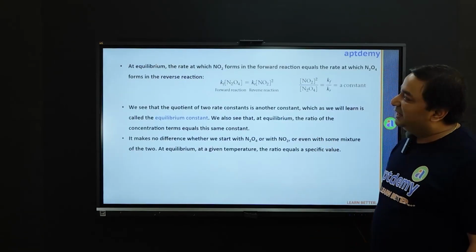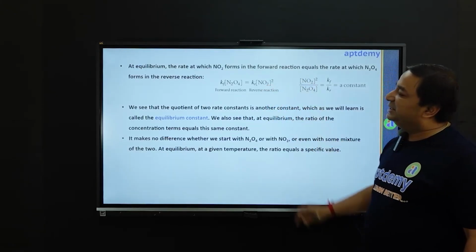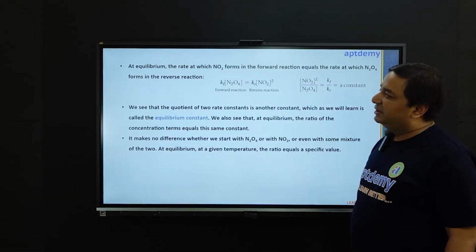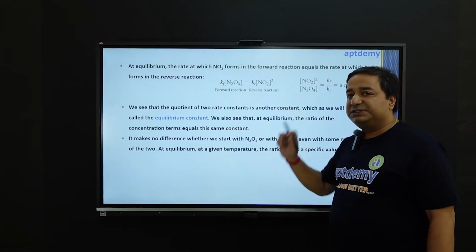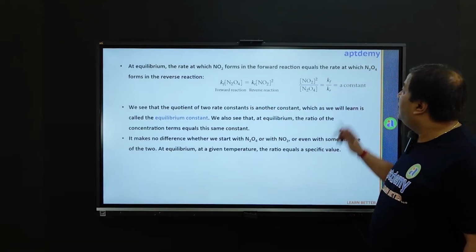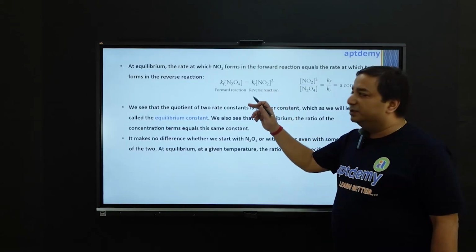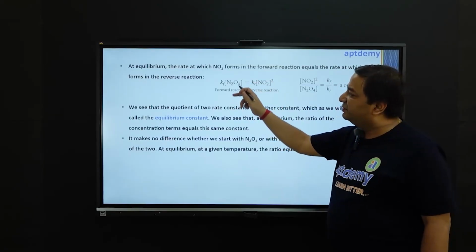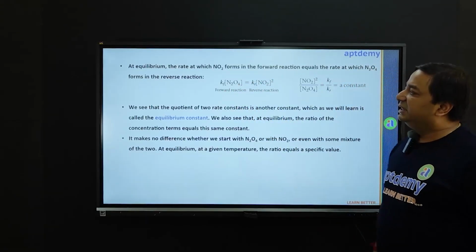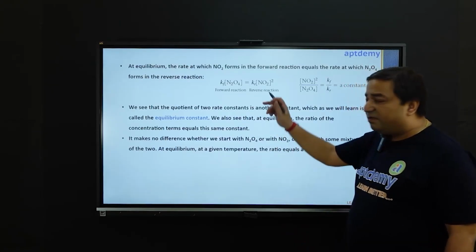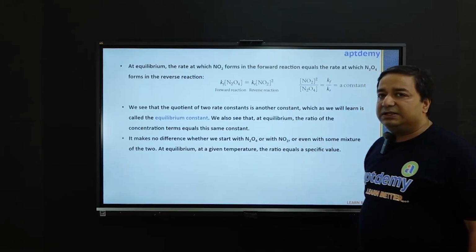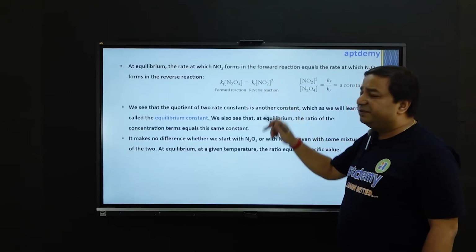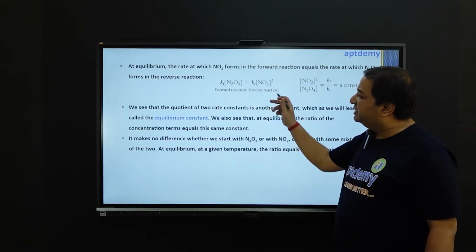At equilibrium, the rate at which NO2 forms in the forward reaction will be equal to the rate at which the reverse reaction is occurring, which leads to the formation of N2O4. Now, what we will do is simply say that the rate of the forward reaction equals the rate of the reverse reaction. So we will write Kf times the concentration of N2O4 in the forward reaction will be equal to Kr times the concentration of NO2 raised to the power 2 in the reverse reaction.